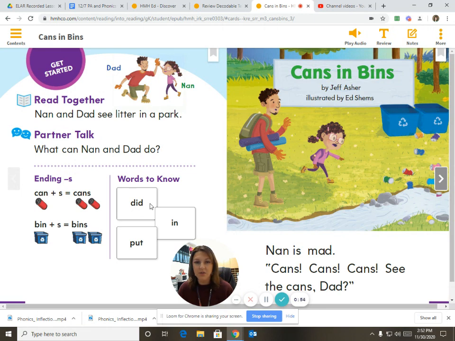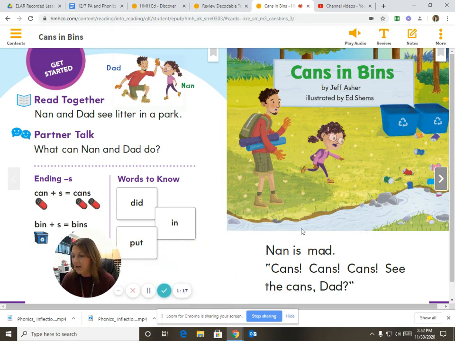Here are our words to know. These are our sight words that we've been practicing. So I want you to read those with me, and then we're going to read them again. The first word is did. Say that with me. Ready? Did. Good. The next one is in. Say that word with me. In. And the next one is put. Say that word with me. Put. Good. I'm going to move my camera back over here and we're going to start.